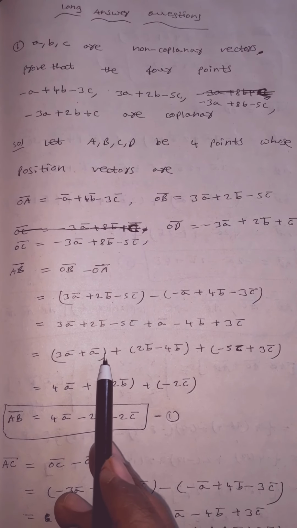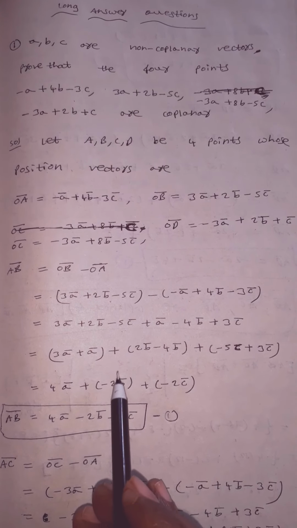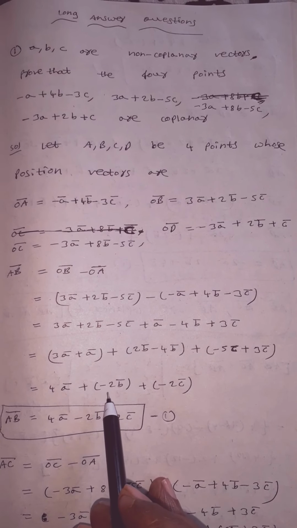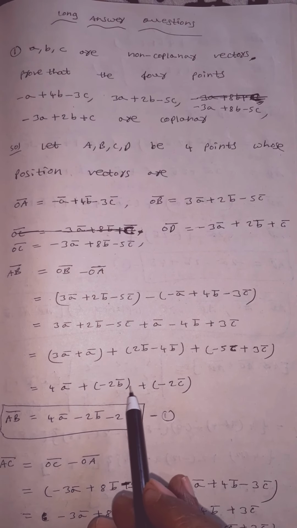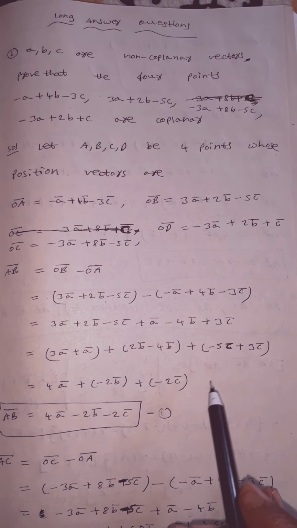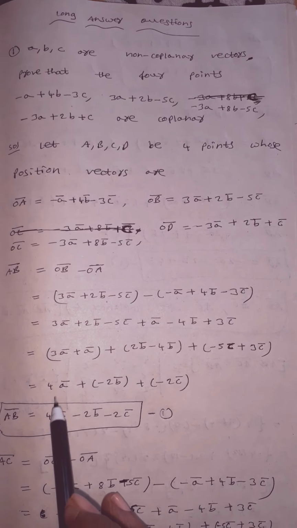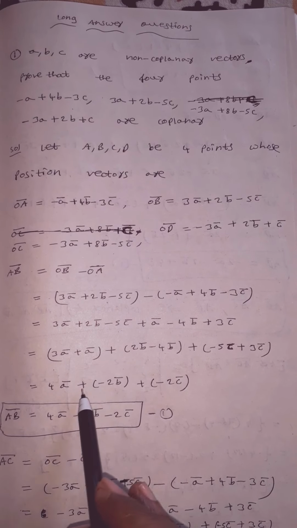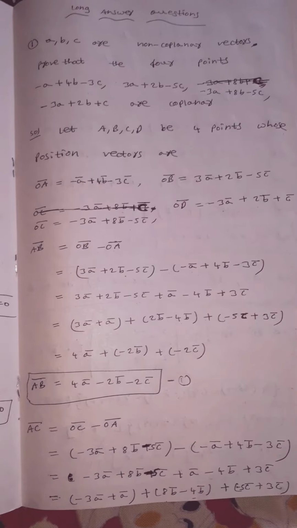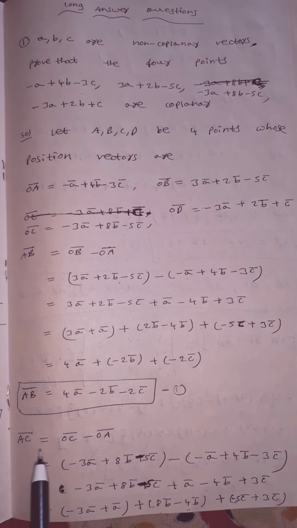So 3a bar plus a bar is 4a bar, plus 2 minus 4, how much, children? The bigger number has minus, so minus 2b bar. Plus, here minus 5 plus 3, how much, children? Minus 2, so minus 2c bar. So write 4a bar as it is, minus 2b bar, minus 2c bar. Here, plus into minus is minus. So this is equation number 1. Next consider AC bar, children.